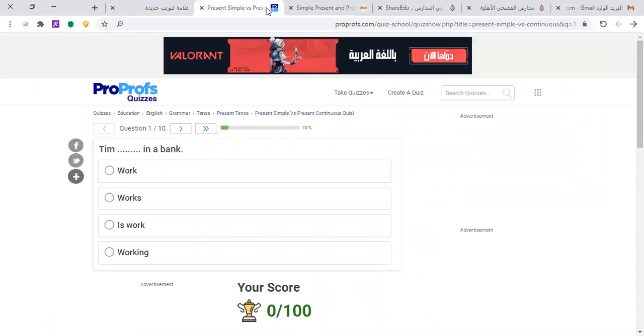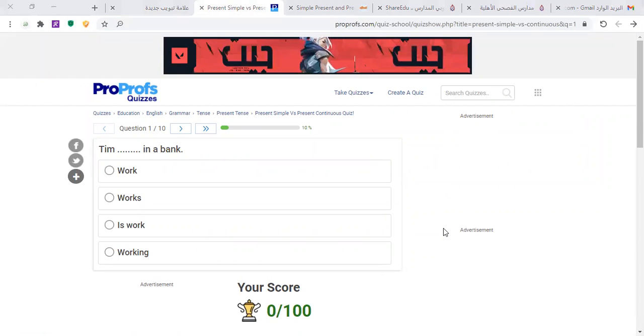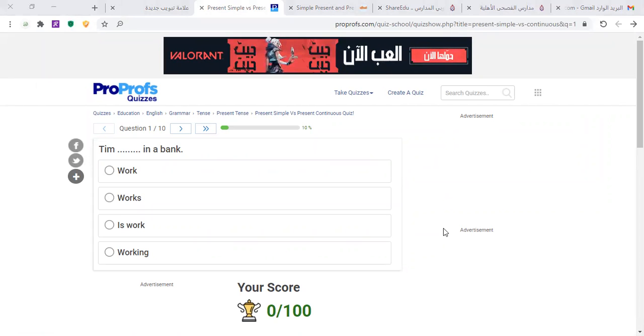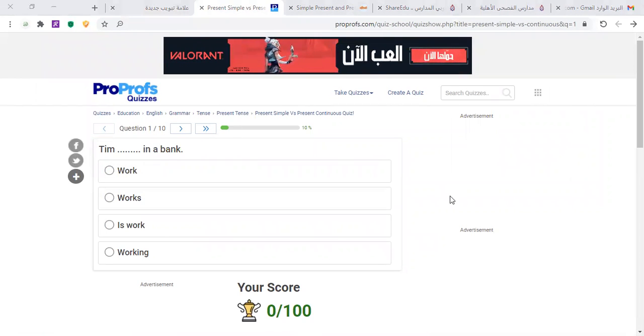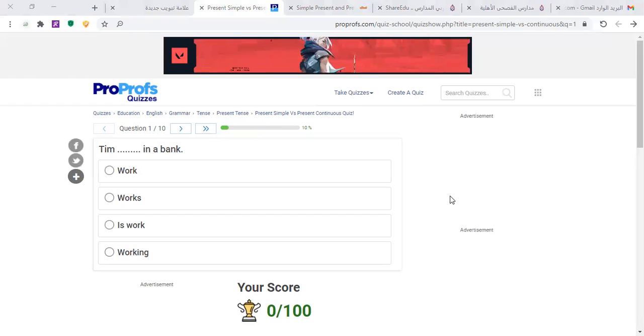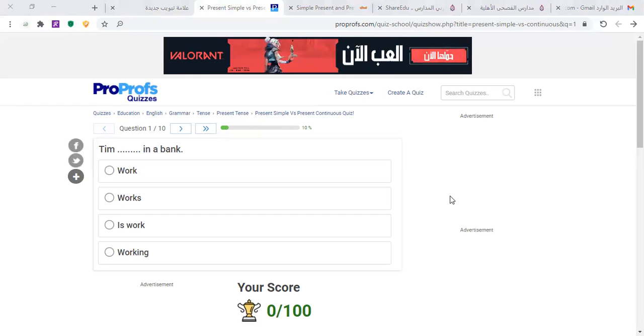Okay, so here we have a quiz about present simple and present progressive. I need you to answer the questions that you have here. It's going to be out of 10. So I need you please to answer and then tell me your mark in the chat. You're going to answer whether with verbs in the present simple or in the present progressive.